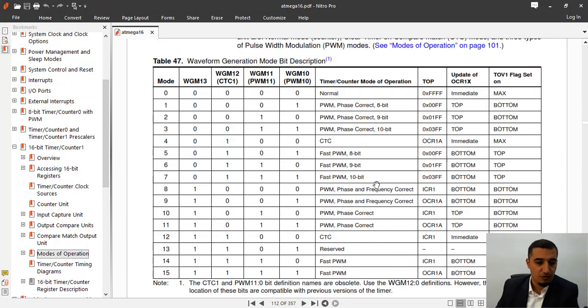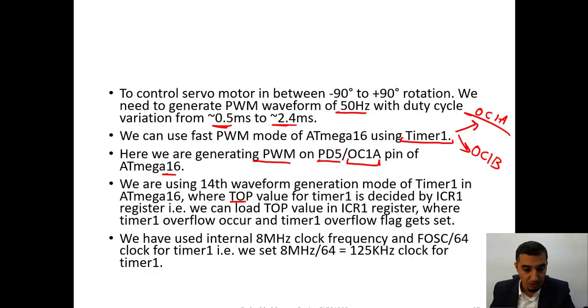These are the modes of operation I'm talking about. This is the wave generation mode table, having all the information. Timer counter 1 in the Atmega16 is different from the previous one we studied, because it has 4 bits of wave generation mode. 2 to the power 4 is 16, so it gives you 16 different modes. What we are going to use is mode number 14, which is 1110, fast pulse width modulation, where top is ICR1.